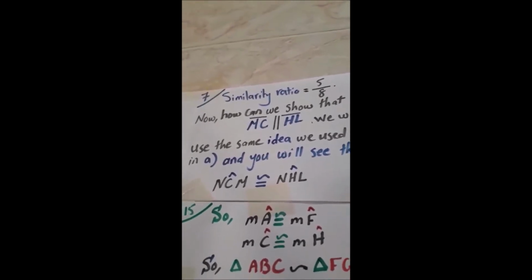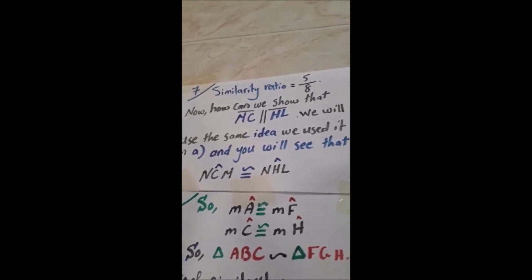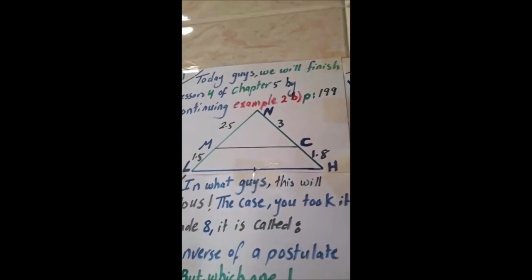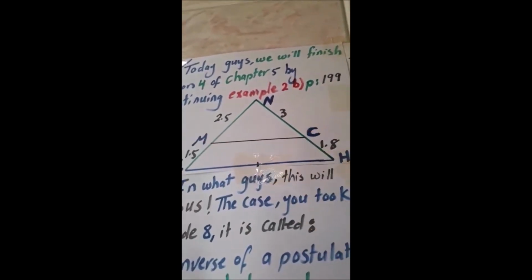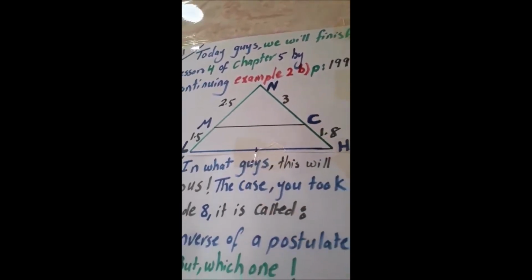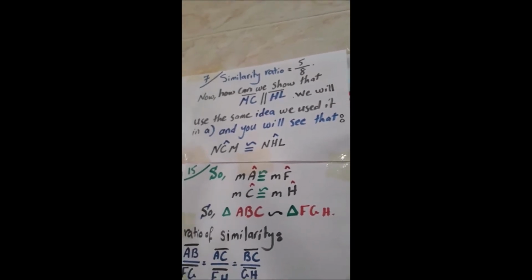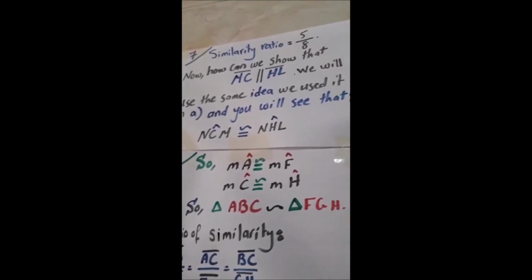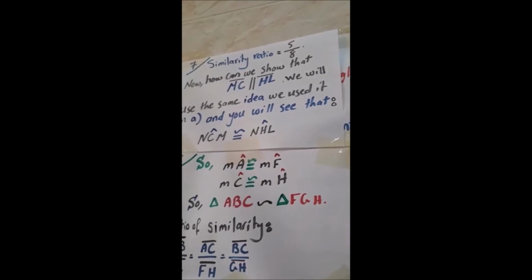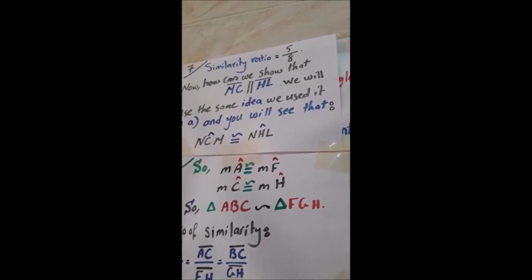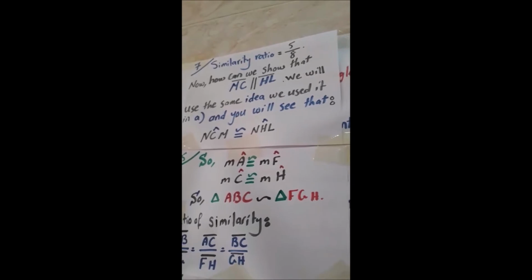Now, he is asking also how we can show that MC is parallel to HL. We will go back, guys. Here, he wants us to show that MC and LH are parallel. Okay, so we will use the same idea. We used it in part A in the last video, and you will see that angle NCM is congruent to angle NHL. Okay, so now let me continue, guys.